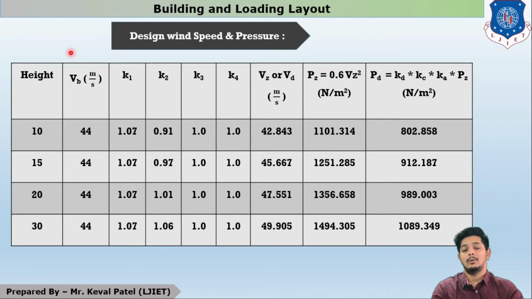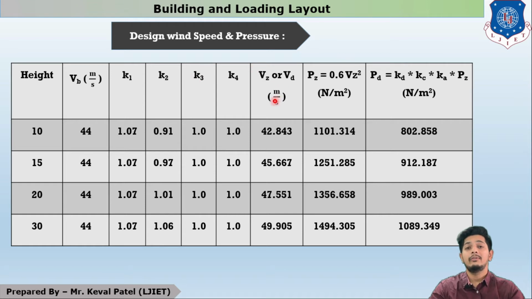Now in here you can see height variations are taken according to K2: 10, 15, 20 and 30. In this table, Vb value will be constant as 44, it is in the same region. K1 value will be constant 1.07. K2 will move according to IS code table, and we have taken the K2 values previously, the same values will be put here. K3 will be same for all the heights, 1. K4 will be same as 1 in all the heights.